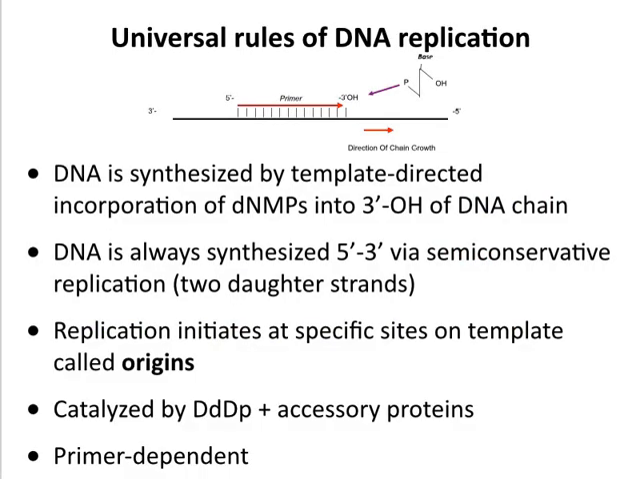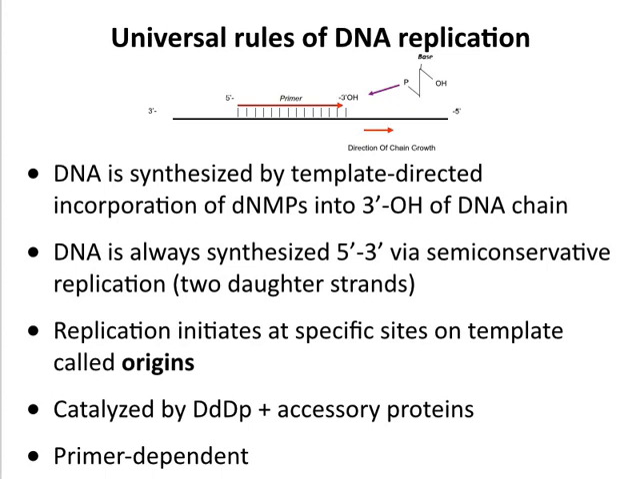Now, if you remember the rules for RNA synthesis, they're almost the same for DNA synthesis. You have the same type of template up here, except it's DNA, of course, instead of RNA. And we're showing a primer with triphosphates added at the 3' hydroxyl. So again, the DNA is made in a template-directed incorporation into the 3' hydroxyl end of the DNA chain. It's always synthesized in a 5' to 3' direction, just like RNA. The template is read in a 3' to 5' direction, so that can be confusing.